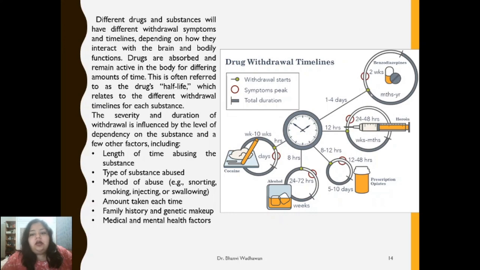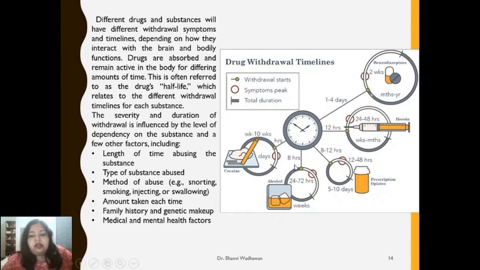Now we look at the figure. You can see in benzodiazepines, if you have been taking benzodiazepines, then after leaving it for 1 to 4 days, the withdrawal symptoms appear. In case of heroin, as you can see here, after stopping the intake of heroin, after 12 hours you can see that withdrawal symptoms are there, and the withdrawal symptoms peak at 24 to 48 hours. In case of prescription opiates, after 8 to 12 hours you start getting withdrawal symptoms, and they peak at around 12 to 48 hours.